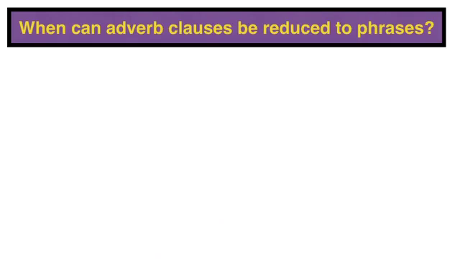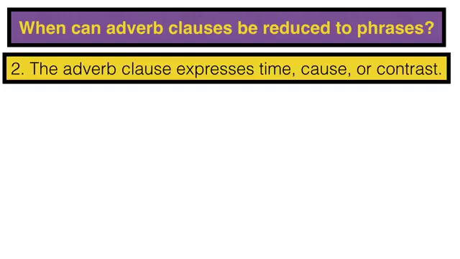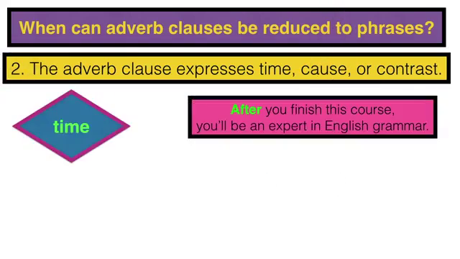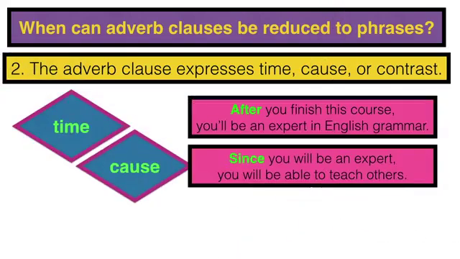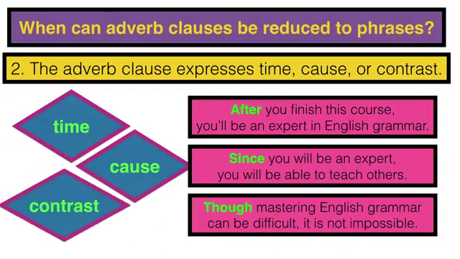You'll remember that adverb clauses can communicate many different types of relationships between ideas. Generally speaking, we can only reduce adverb clauses that express time, cause, or contrast. For example, this adverb clause of time, this adverb clause of cause, and this adverb clause of contrast can all be reduced. Here's how.